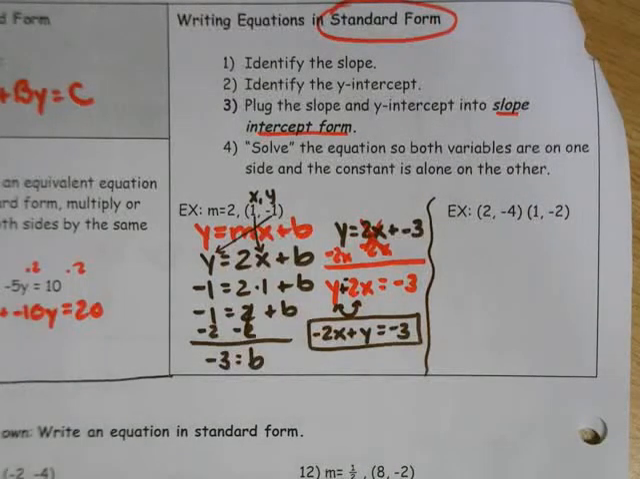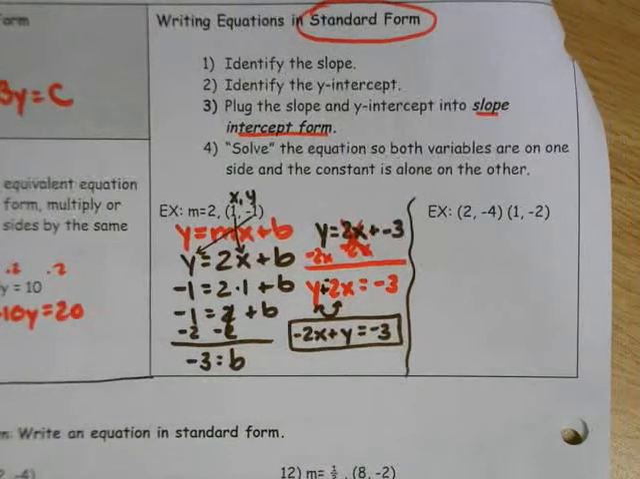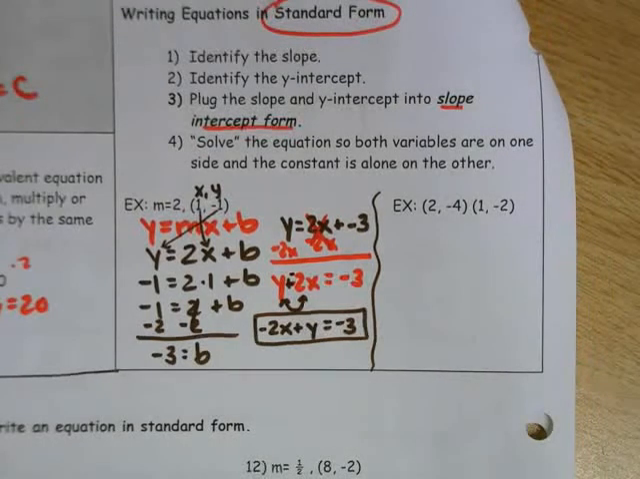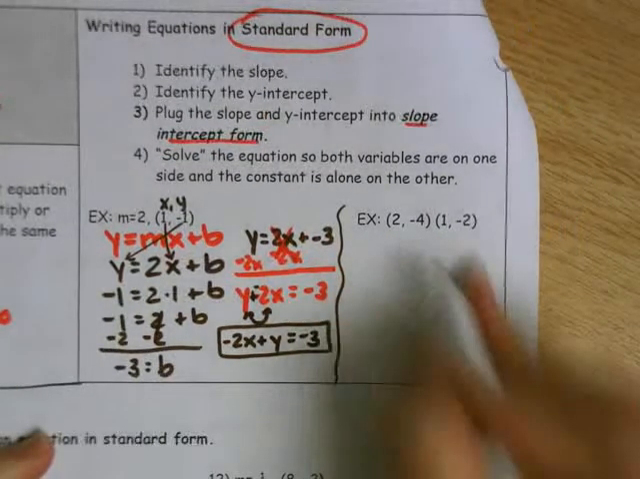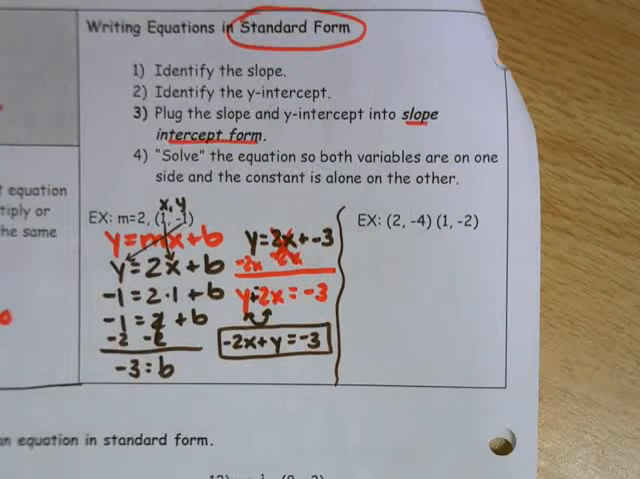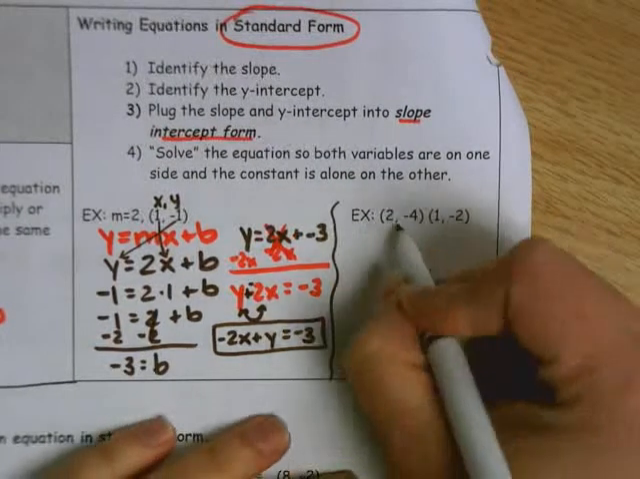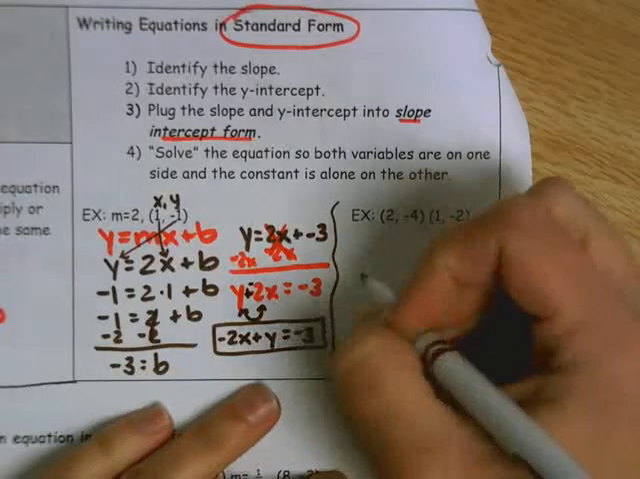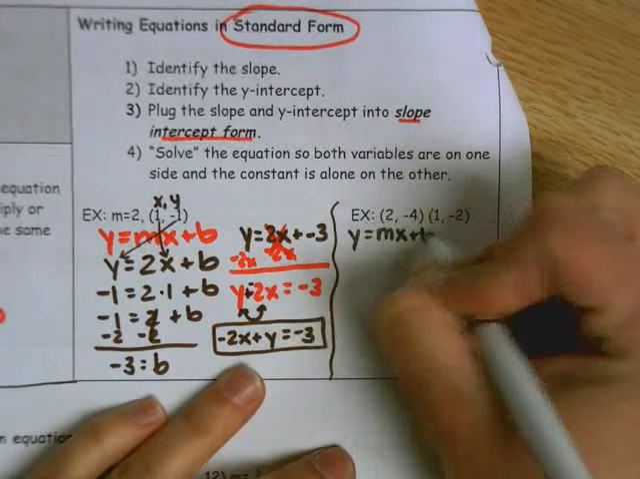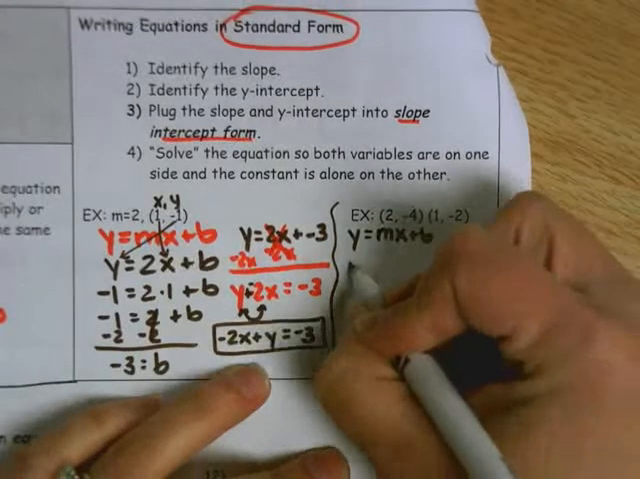All right, let's do one more in standard form so that you can have that example if you need it. This particular one gives us 2 ordered pairs. So this is going to be actually a little longer. It might take me some more space here. I didn't leave a lot of room. We've got to find the slope and the y-intercept for this. Y equals mx plus b. I don't know my slope. I got to find my slope.